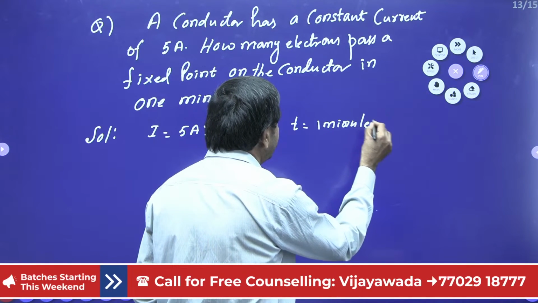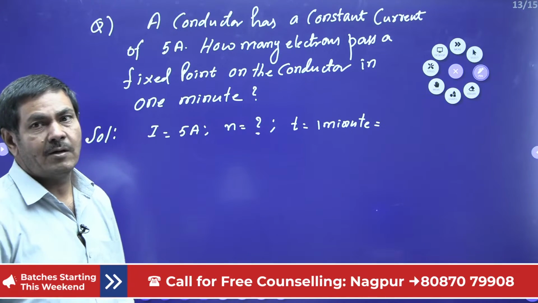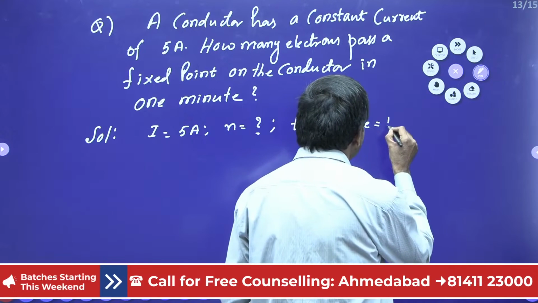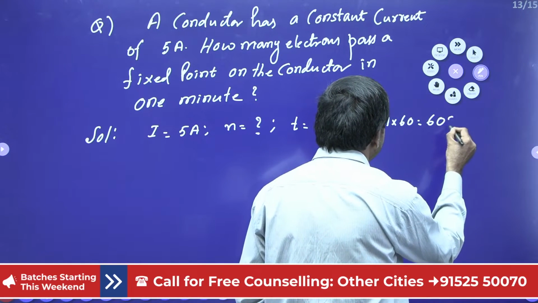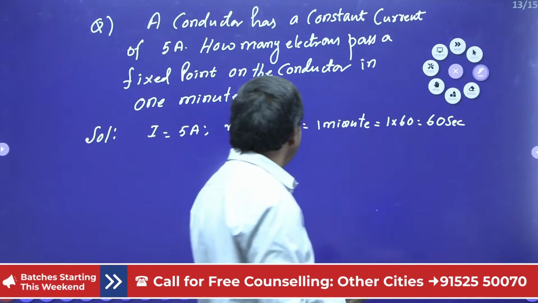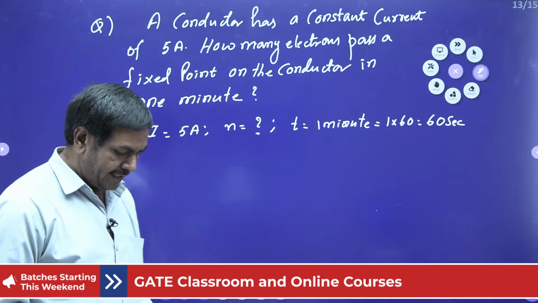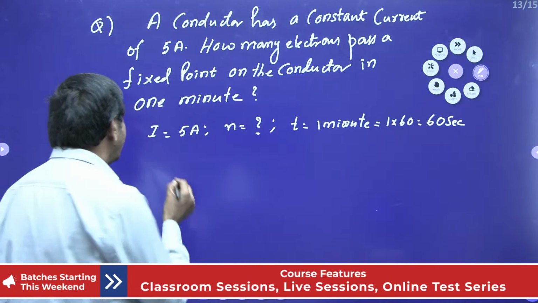Already I said the time must be in seconds only. Minutes must be converted into seconds. 1 into 60, I can write directly. It becomes 60 seconds. I am getting that much time period now. But in the problem, we are in need of the N value. How can we measure it? Everybody knows very well, already given.